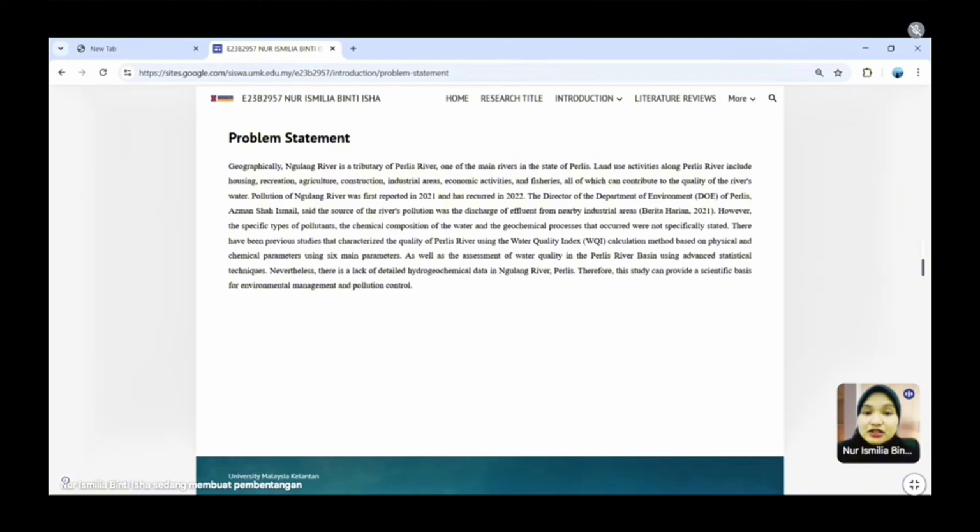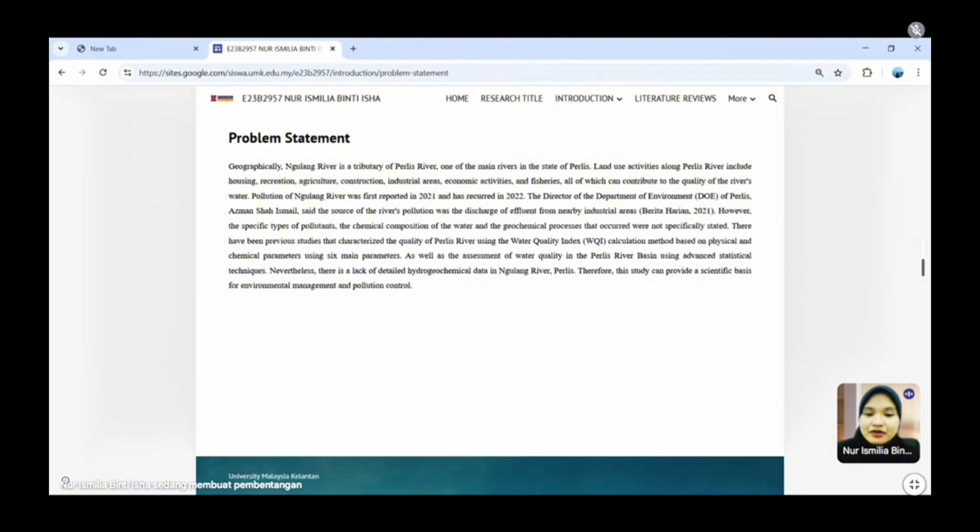Quoting from Berita Harian 2021, the Director of the Department of Environment (DOE) of Perlis, Azman Shah Ismail, said that the source of pollution of the river was from the discharge of effluent from nearby industrial areas. However, the specific types of pollutant, chemical composition of the water, and geochemical processes that occur were not specifically stated.